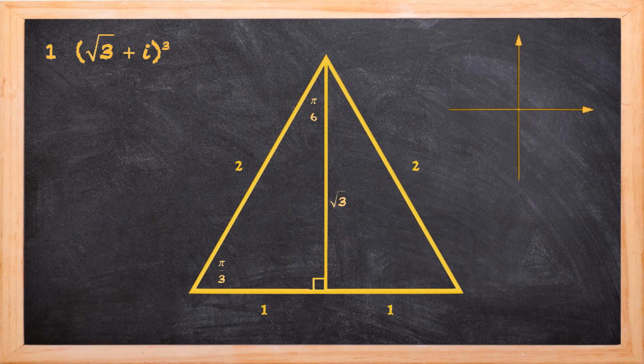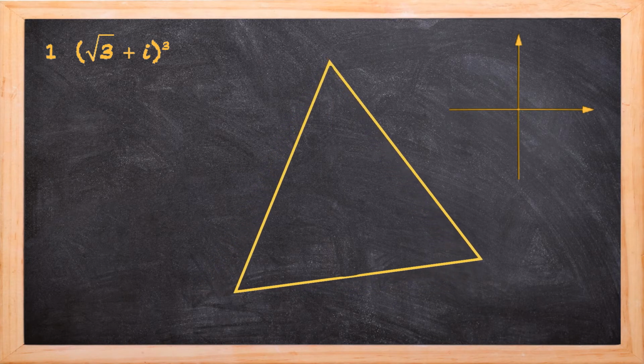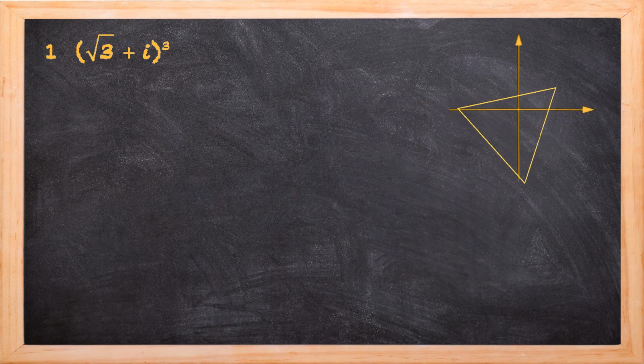When you see √3's and 1's, you think of this equilateral triangle of side 2 chopped in half, and you get the 1, √3, 2 right-angled triangle with angles of π/6 and π/3. If we orientate it in the correct way, we can see there that we've got √3 and 1i, so that point represents the complex number √3 + i. And so we get the modulus of 2 and the argument of π/6.